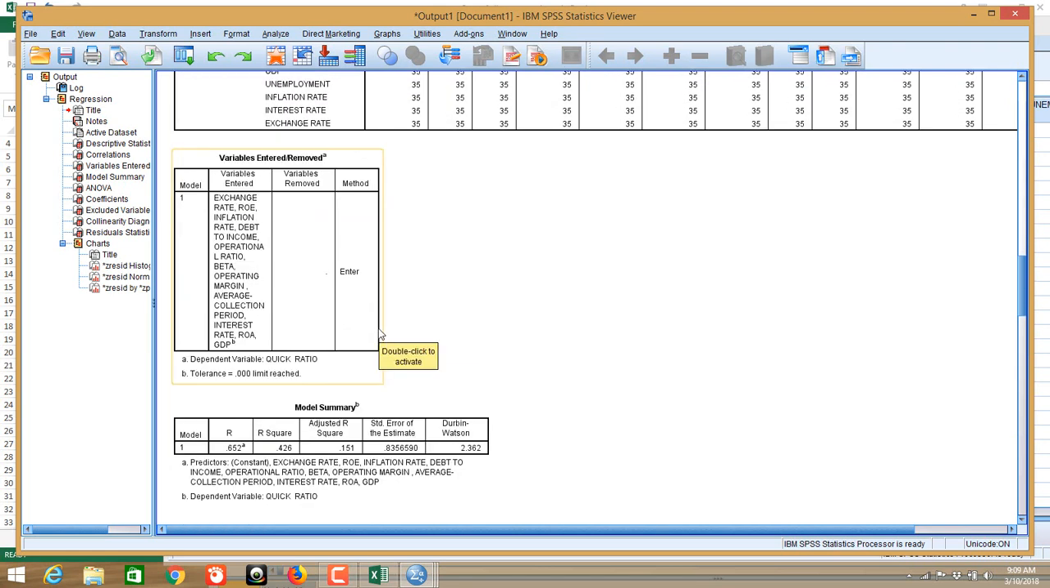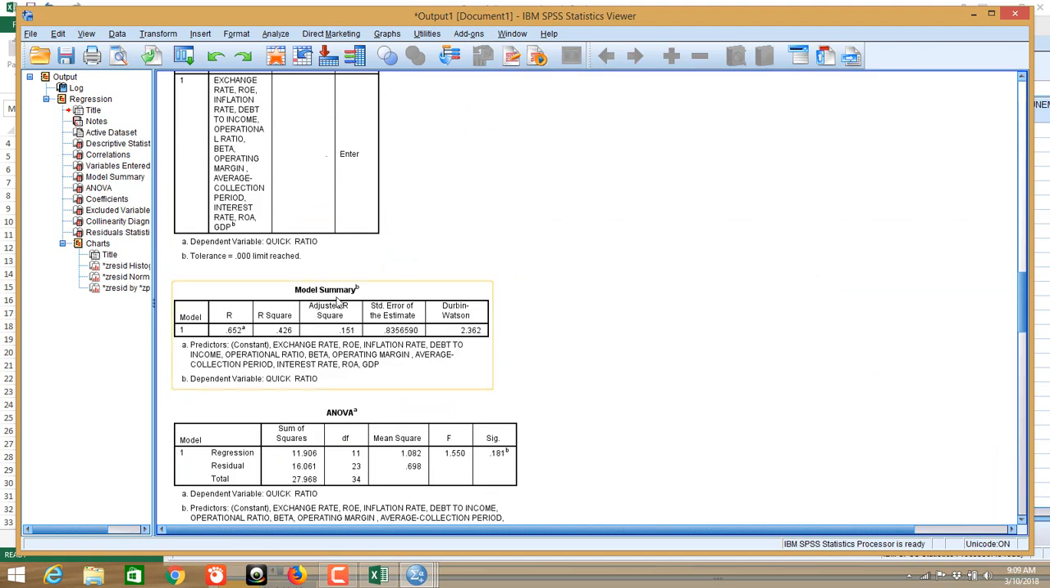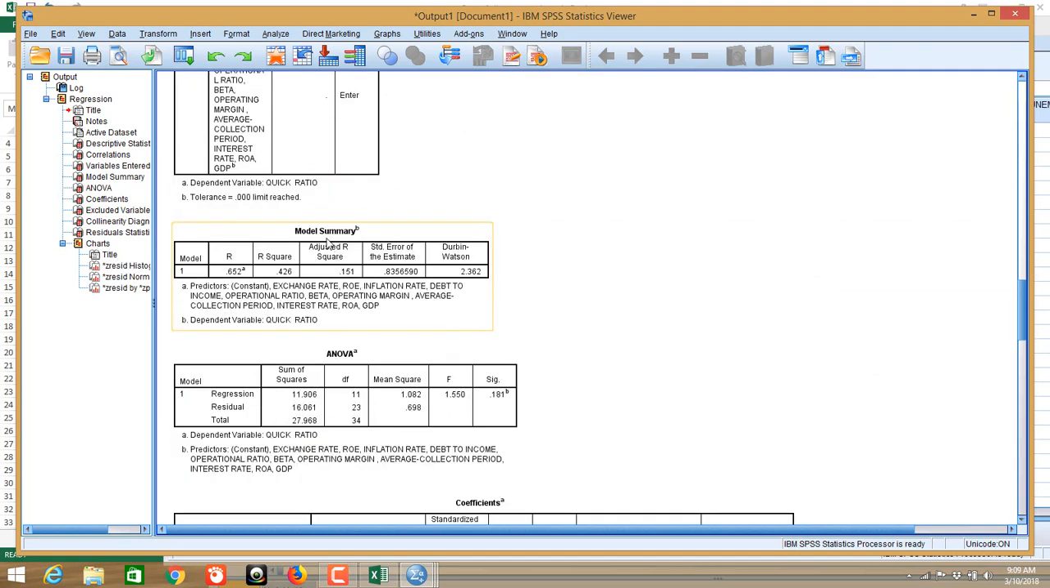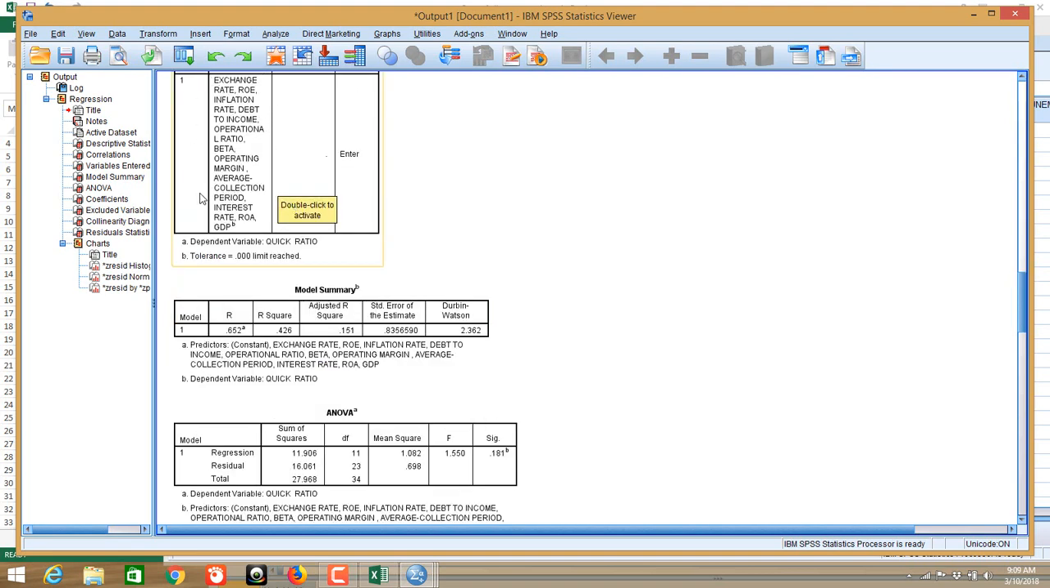Okay. Now, your method, they already tell you, is an enter method. And here is another important one. We call it model summary. In model summary, what do you need to see? You need to look at your R square. You see, we have 3 kinds of R square here. What R square tells you is how much this variable explains your dependent variable.